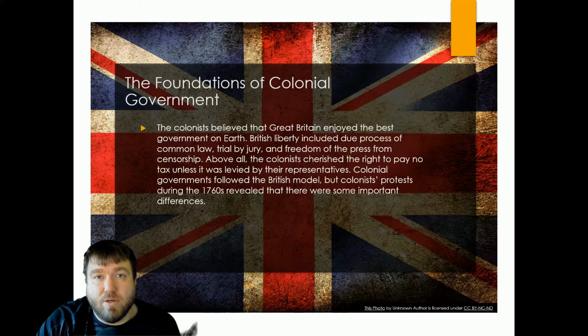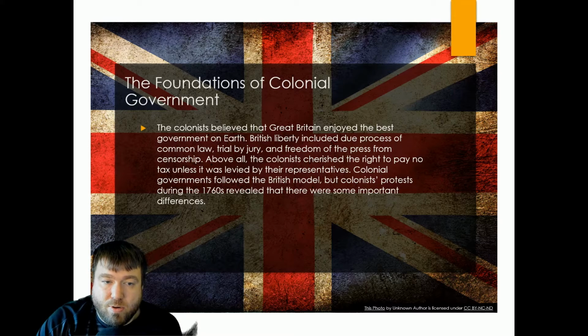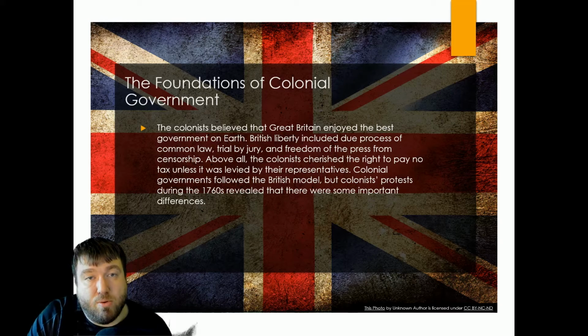Foundations of colonial government. The colonists believed that Great Britain enjoyed the best government on earth. British liberty included due process of common law, trial by jury, and freedom of the press from censorship. Above all, the colonists cherished the right to pay no tax unless it was levied by their representatives. Colonial governments followed the British model, but colonist protests during the 1760s revealed that there were some important differences.